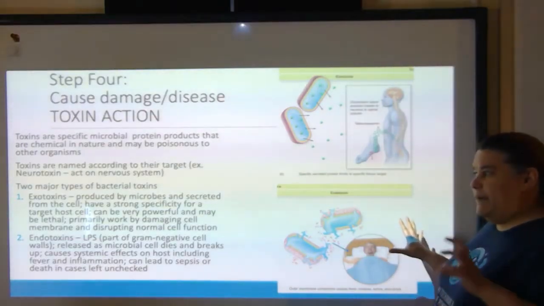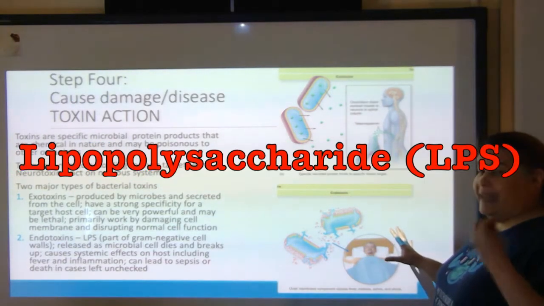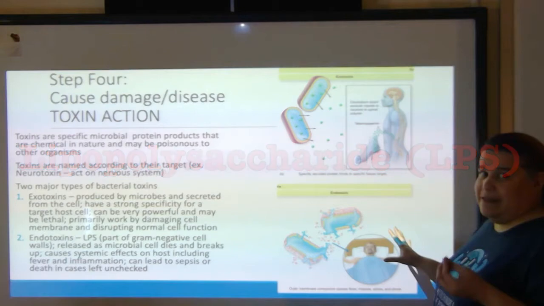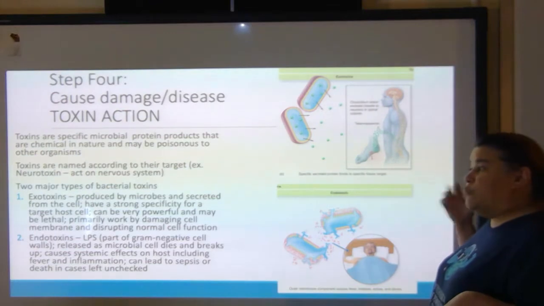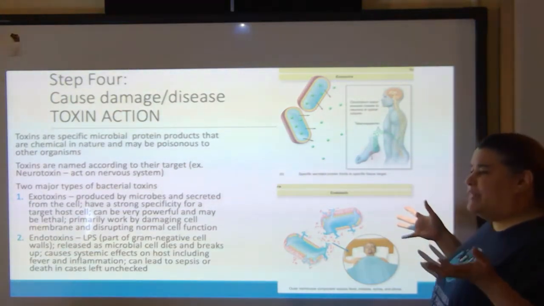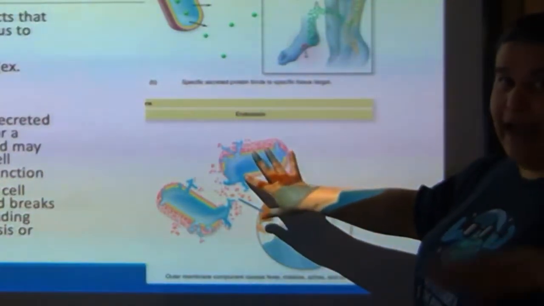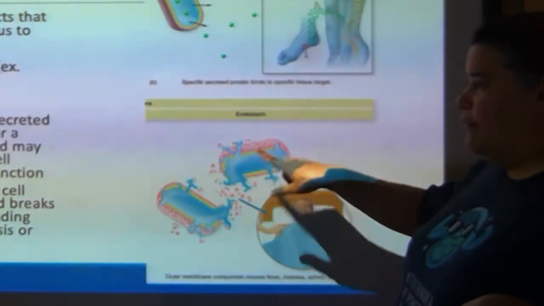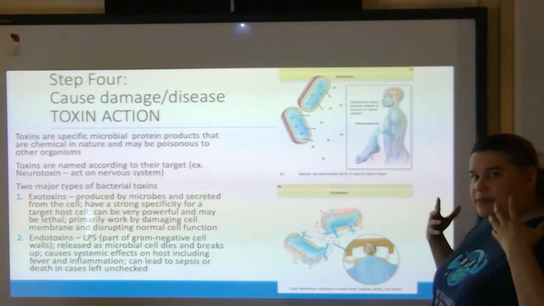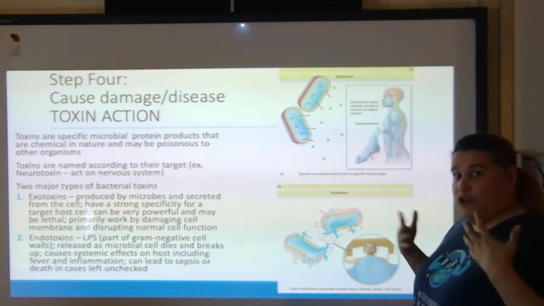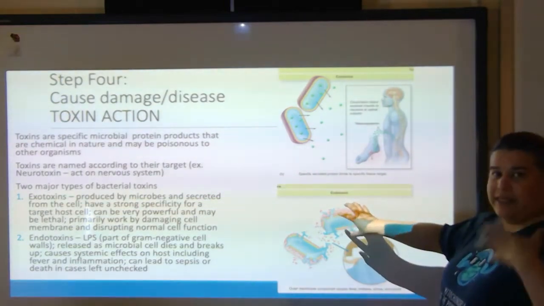Endotoxin is different, and it involves a component in the cell walls of gram-negative bacteria, the LPS. We talked about that when we talked about the cell walls. It's released kind of unintentionally when our immune system breaks down these cells, when it actually kills them. Parts of the cell wall, as it breaks up, cause systemic effects in your body. Your immune system reacts to these toxins being present in your body.